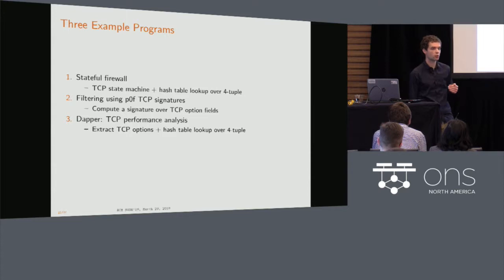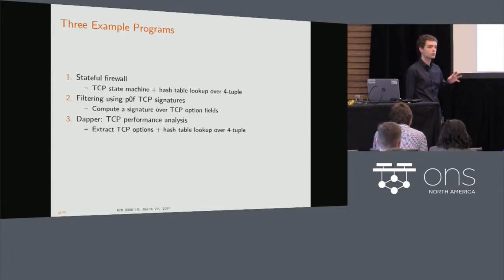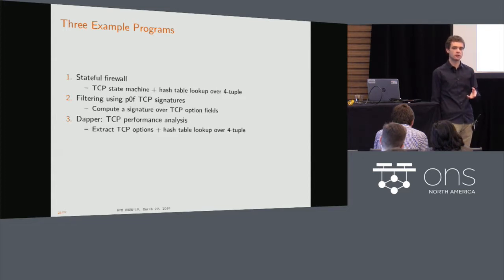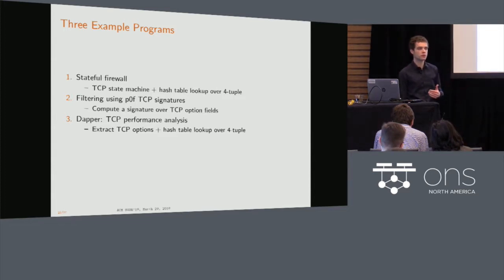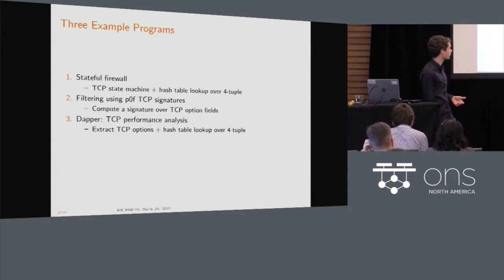So the first example program is the stateful firewall, where we only have to do a simple hash table lookup and then a transition in the TCP state machine. The second program is much simpler. It's simply p0f TCP signatures translated into BPF programs. So p0f TCP signatures are a way to identify the software that sent the TCP packets. So it can be used, for instance, to filter TCP SYN floods in networks.